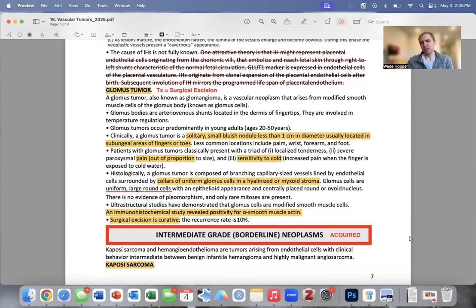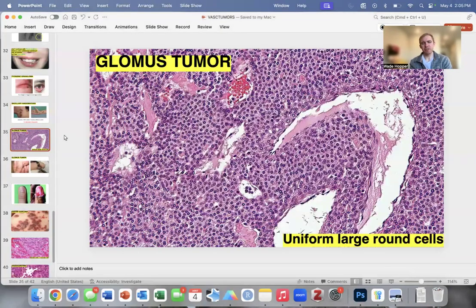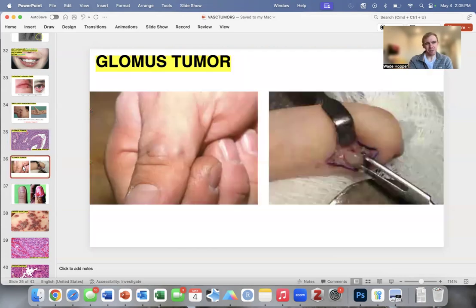And let's look at some photos. On histology, you see a bunch of uniform, large, round cells. Looks like a small cell tumor, really. Looks very different than any other tumor covered in this lecture. So if they give you a photo, it should be a diagnosis. But it's a clinical diagnosis because, again, these tend to be on the fingers. Here's a good example of one on the side of the finger.